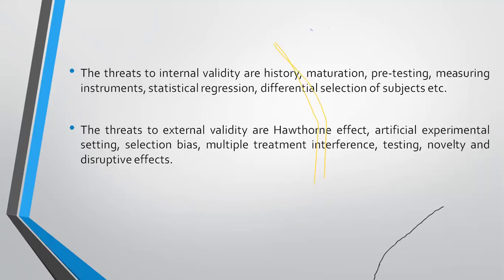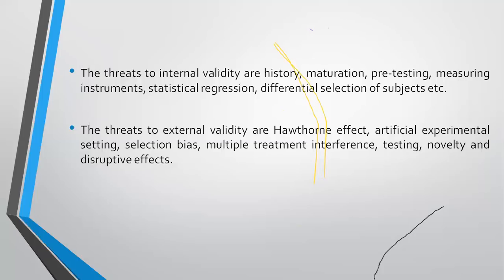Then we can also have artificial experimental setting, like the laboratory setting now. The results you generate in the laboratory setting at times could be different from the real world itself. So that is talking about the external validity. Also, there could be selection bias. What do I mean by selection bias?